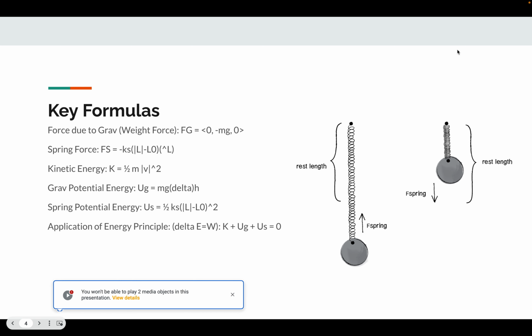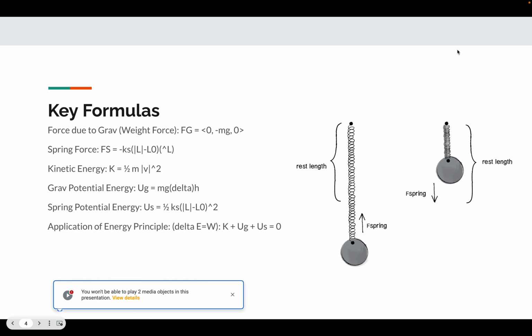We're going to need formulas to calculate the weight force, which is Fg, 0 in the x position, negative mg at the y position, and 0 in the z position. Spring force, which uses the spring constant, the relaxed length of the spring, and the L hat vector. Kinetic energy, which is going to help determine the energy pertaining to motion. Gravitational potential energy, which helps us measure the potential of the gravity energy. And spring potential energy, which is also somewhat similar to the spring force.